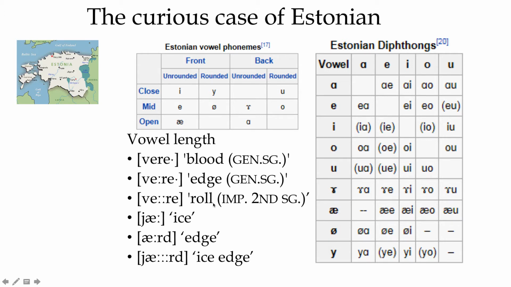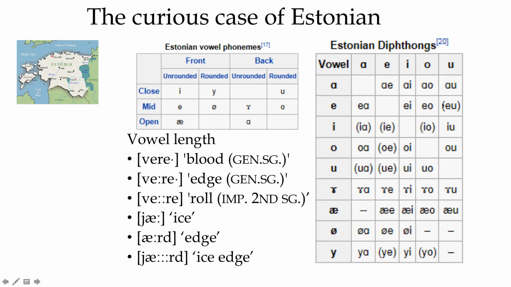you roll, like a command for, hey you, roll over. Vere. Then like ice, yeah, with a long a, or ard would be edge with a long a. And if you want to talk about the edge of the ice or the place the ice ends, you would actually get a quadruple length vowel, yard, because it's a combination of the word for ice and the word for edge. So it's actually got 3 of these length marks. It's a super long e.